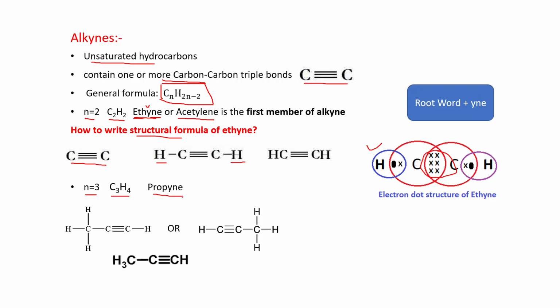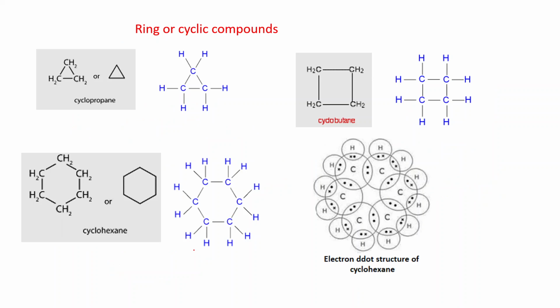Again, how can we write its formula? First, you can make 3 carbon atoms. Between any 2 carbon atoms, you can make a triple bond, and between the other there is a single bond. You can also write this one. These are the 3 carbon atoms, and you can make a triple bond here and a single bond here, and remaining valencies are satisfied by hydrogen. Then we will get this one, either this or this. This may also be written like this: CH3-C≡CH. This is the alkyne, and this is the particular example, propyne.